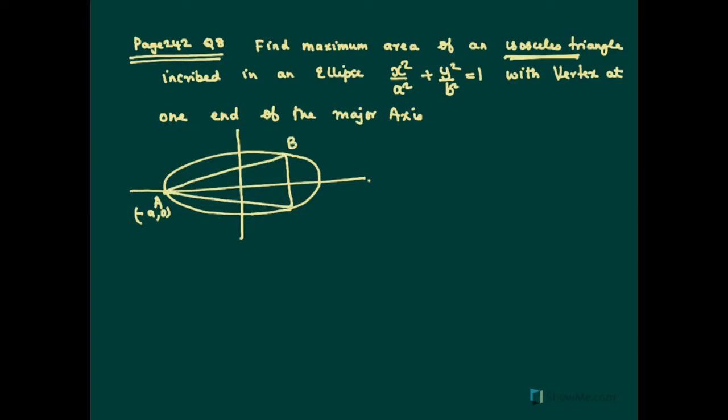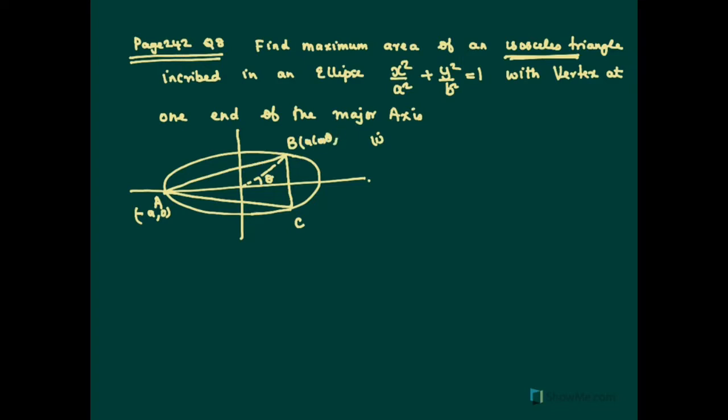Triangle ABC, we want to maximize the area of this triangle. A is a fixed point, minus a comma 0. Now B and C are two variable points. The trick here is to take B in a certain format. We want to find the area of the triangle ABC. So let us see what is the first part of the question.